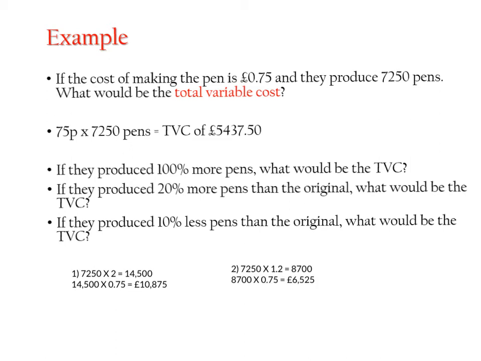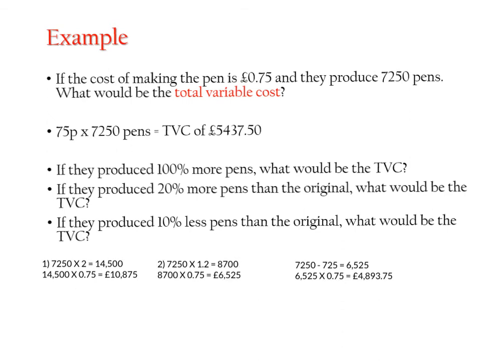The second one, because it's a 20% increase on the amount of pens that they've been currently or originally producing, you'd simply do the calculation of times it by 1.2, because that would get you a percentage increase of 20%. So that would get you 8,700 pens in total. So you do your units times your variable cost, so 8,700 times by 75p, and that would get you £6,525.